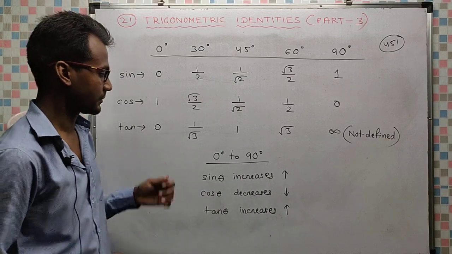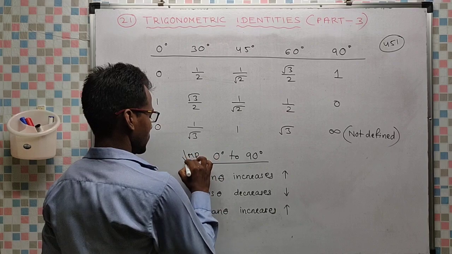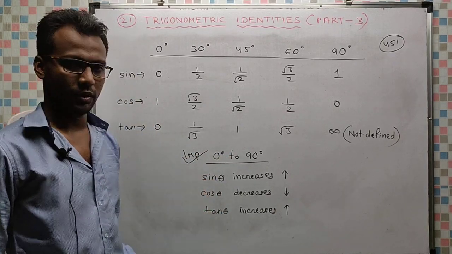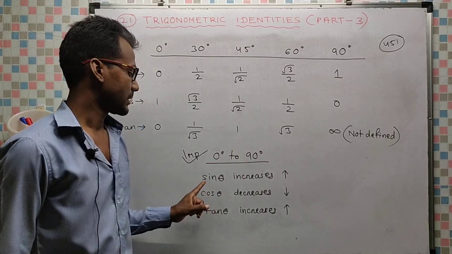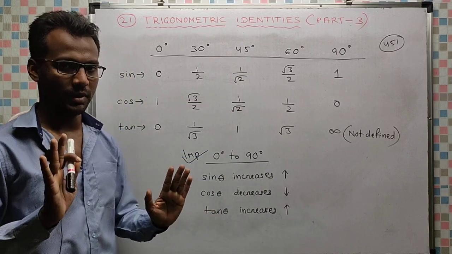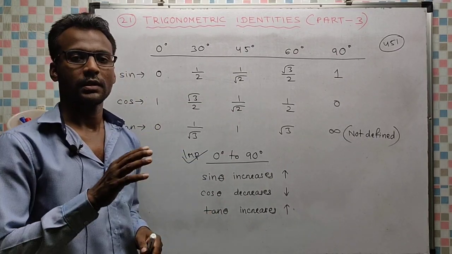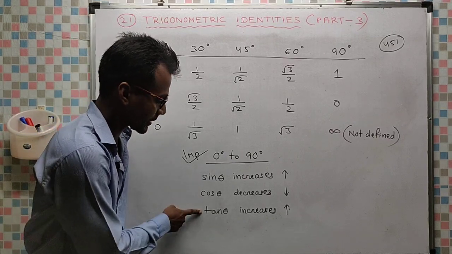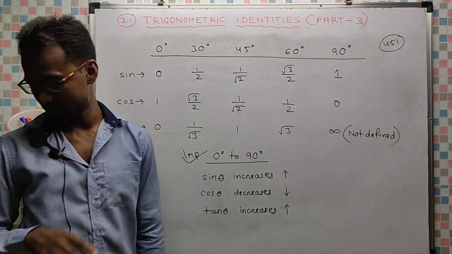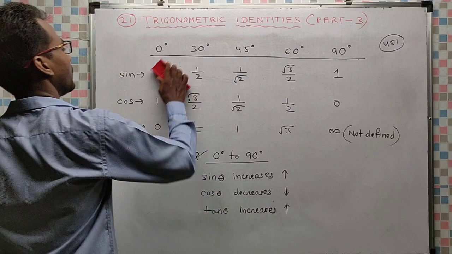So remember these three. This is very important in order to read the trigonometric table. From 0 to 90, sin theta increases, cos theta decreases, tan theta increases. That means when the angle increases, the value will increase for sin theta and tan theta, but cos theta will decrease. Remember this. Now let us move to the trigonometric table, page number 451.